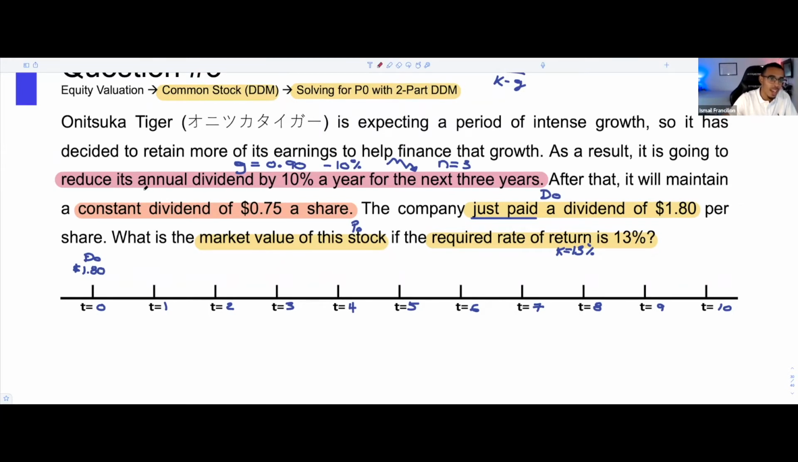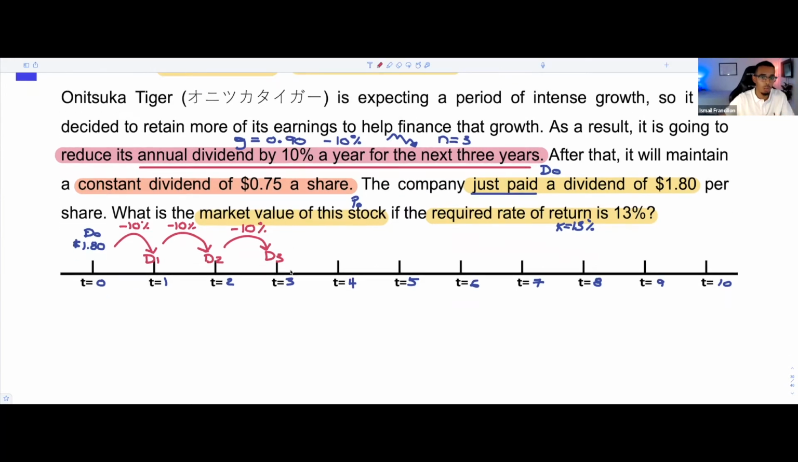So what we know in this question is that the annual dividend is going to decrease by 10% a year for the next 3 years. So we know that our 1.80 is going to decrease here, and it's going to decrease again, and again by 10%. So we're losing 10% every single year. Okay? So D1, D2, and D3, that's one section of the problem, essentially a dividend that's decreasing by 10% every single year.